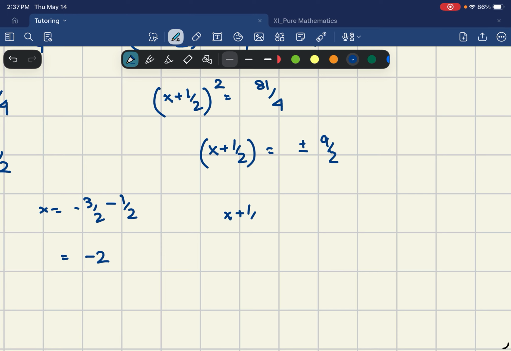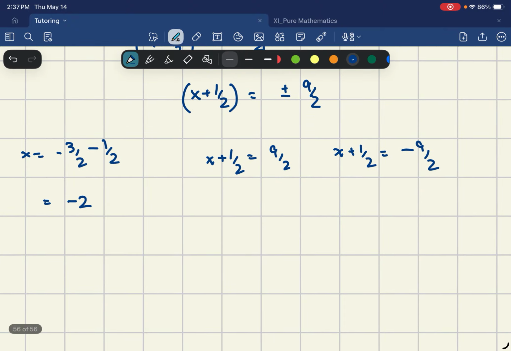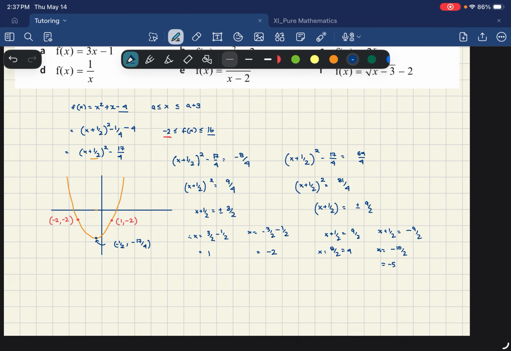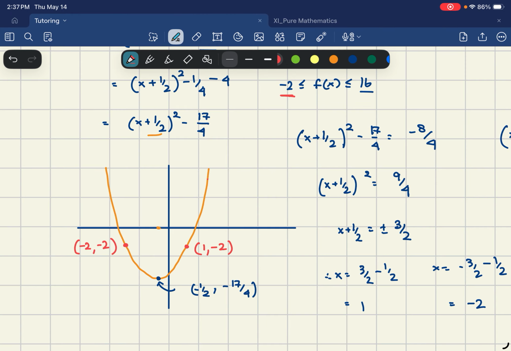So x plus half is equal to 9/2, and x plus half is equal to -9/2. And if you subtract half from both sides, you get 8/2, which is 4, and you get -10/2, which is -5. So you have (4, 16) and (-5, 16). So these are your points, right?